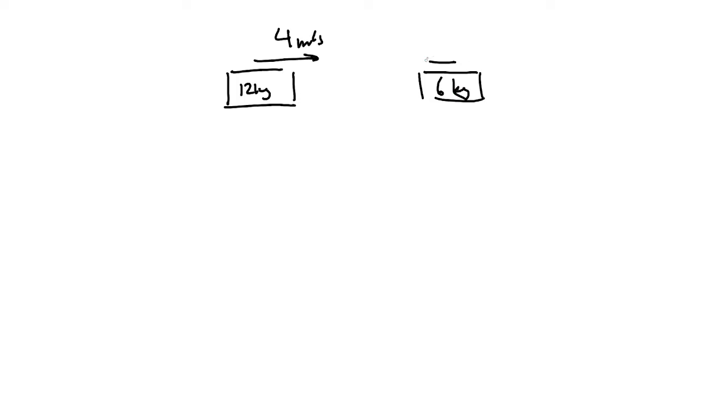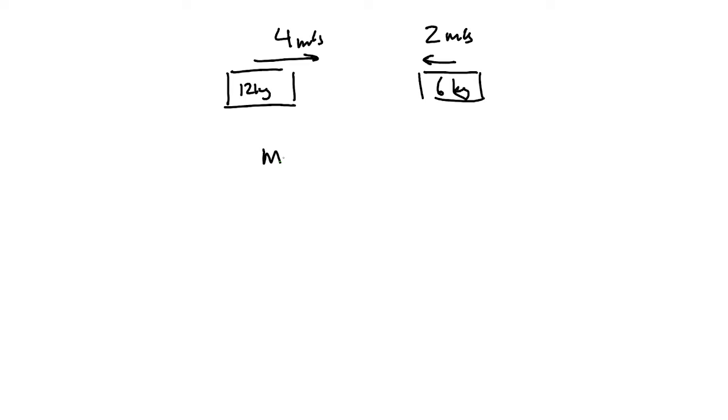So we have a 12 kilogram block moving in this direction at 4 meters per second. And we have another block, that's going to be 6 kilograms, moving in this direction at 2 meters per second, right? There's no friction, and they stick together after they collide. Okay, so let's use our inelastic equation.